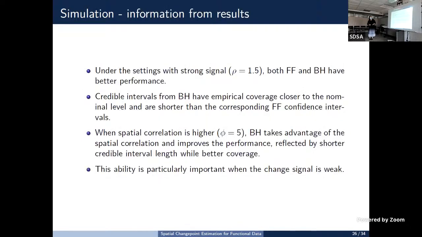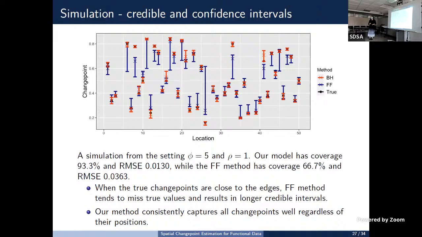So these are the main results of the simulation. Let's further have a look at the credible interval. The orange one, again, is our credible interval, and there is a cross, maybe it is not that clear. It's the estimate from our method. The blue ones are the results from the fully functional method. There is also a black dot, maybe also not that clear. It is the true change point. So we can see when the change point is in the middle, the two methods perform very well. But when the change points are on the very edges, for example this one, our method is still able to capture it well, but the FF would have some difficulty.